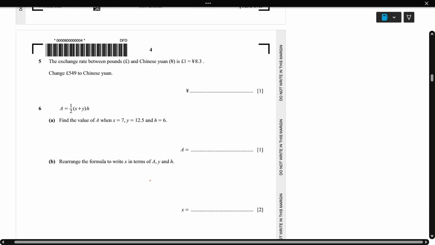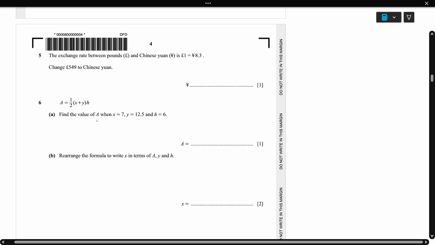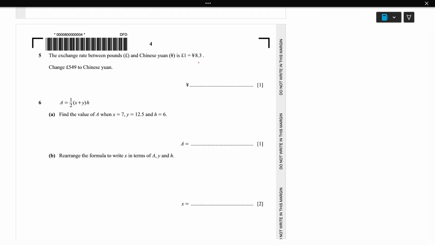Next question, the exchange rate between pounds and Chinese yuan, which is £1 equals 8.3 yuan. So for 549 pounds, just multiply: 549 times 8.3. The answer is going to be 4556.7. For money values, we always give 2 decimal places, that's the best way, so make it 4556.70.